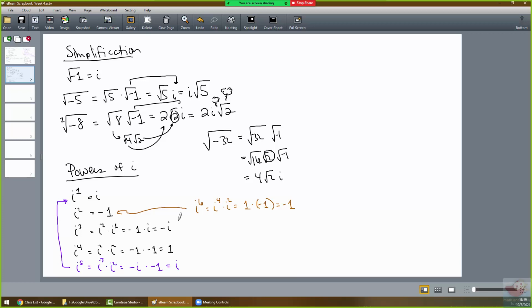It'll just be 1. That doesn't happen in the real numbers. When you raise a real number, except for 0, which is boring, and 1, and negative 1, ignoring those three, to higher and higher powers, the number either gets bigger and bigger or smaller and smaller. It doesn't cycle. These guys cycle.